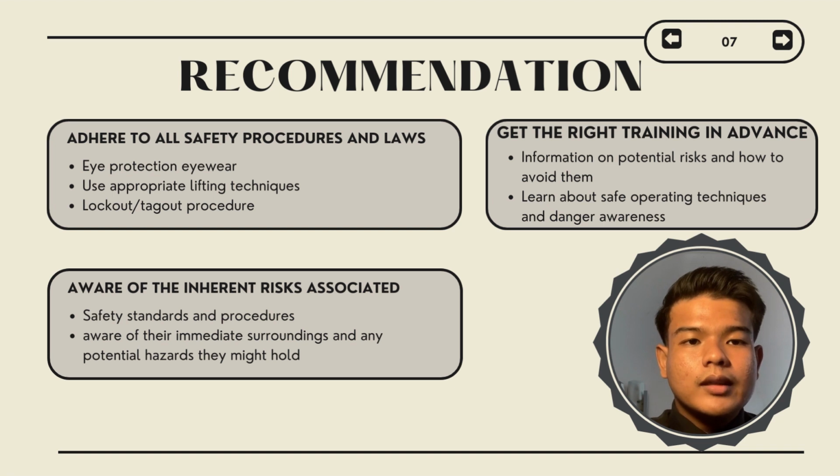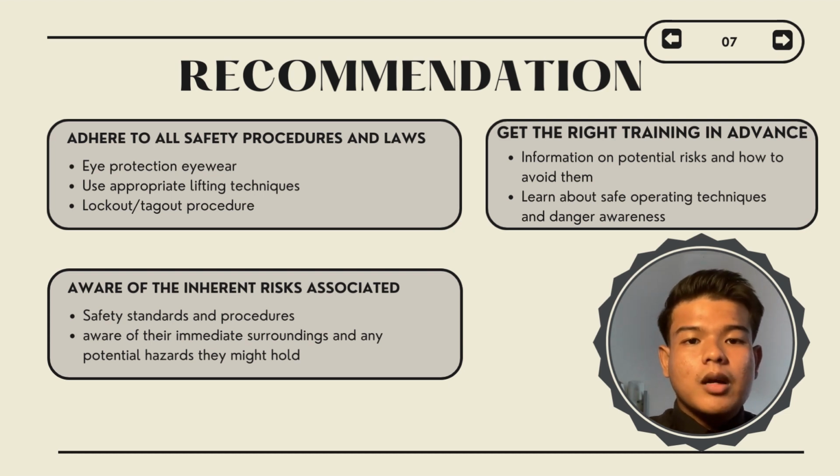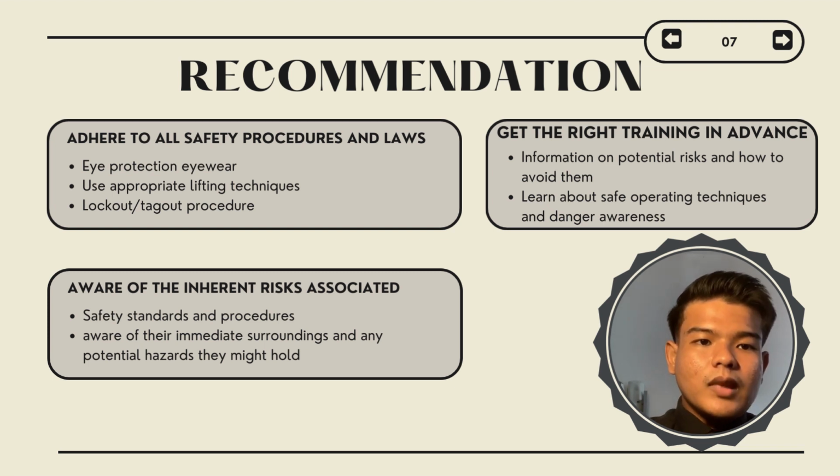Lastly, to avoid negligence, get the right training in advance for any dangerous activities. It should include risk avoidance information. Handling toxic chemicals or operating machines requires proper safety training. Learn safe operation and danger awareness. This covers CPR, first aid and mechanical safety. This class teaches CPR and first aid.